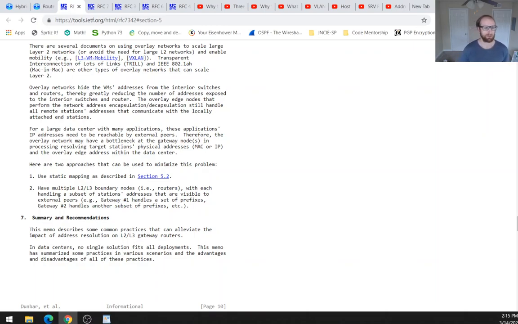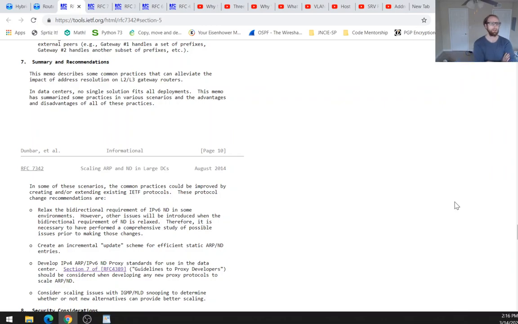Here are two approaches that can be used to minimize this problem. Use static mapping as described in section 5.2. Have multiple L2/L3 boundary routers, with each handling a subset of station addresses that are visible to external peers. For example, gateway number 1 handles a set of prefixes, gateway number 2 handles another set of prefixes, etc.